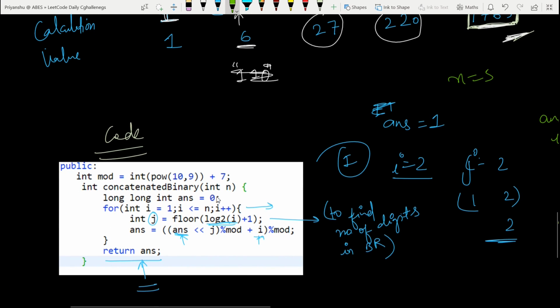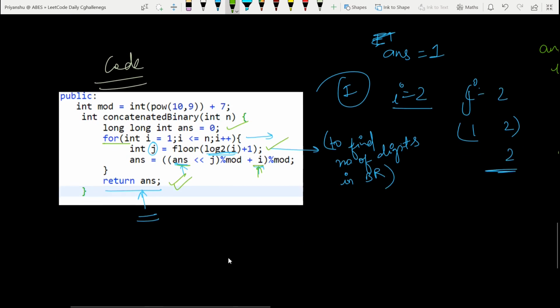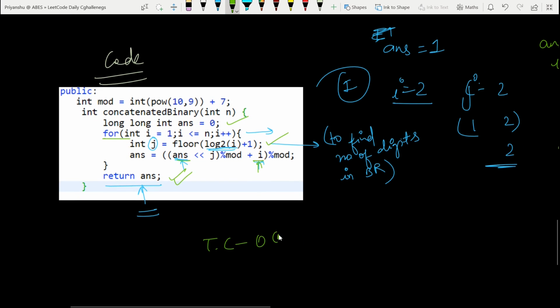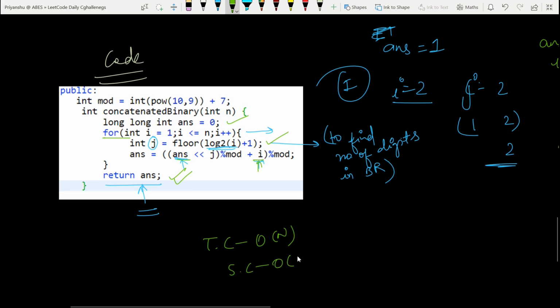And this is the code. We have an answer, and there would be a loop running from i equals 1 to n. For each value of i, we calculate the binary digits. We shift the answer that number of bits towards its left, add i to it, and take the mod of the whole thing. At the end, we'll return the answer. This particular approach requires a time complexity of order n, and we are not requiring any extra space.